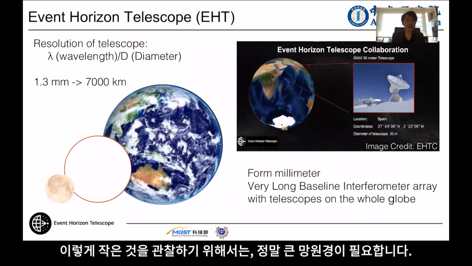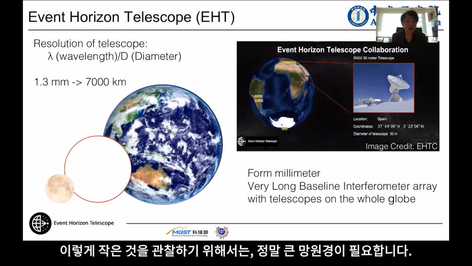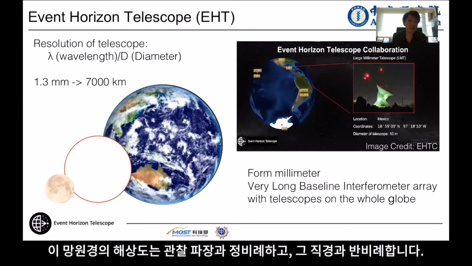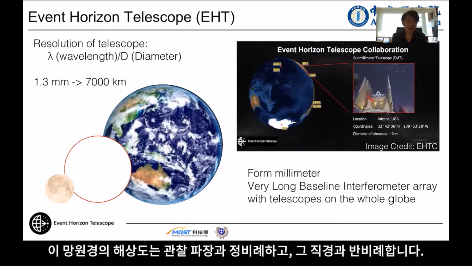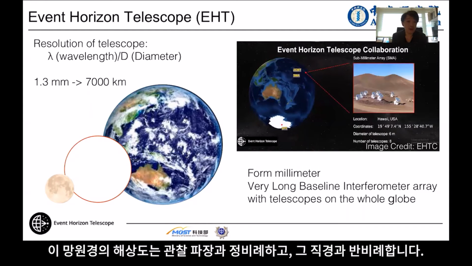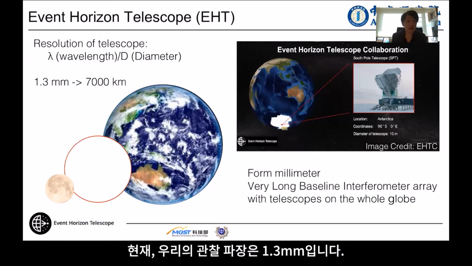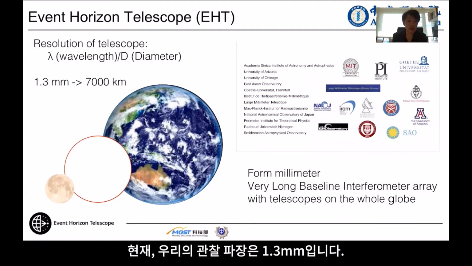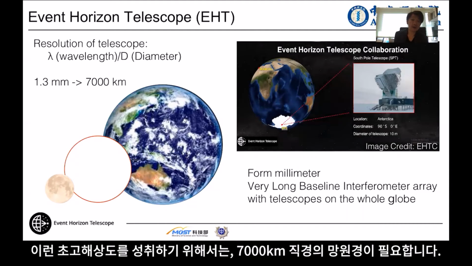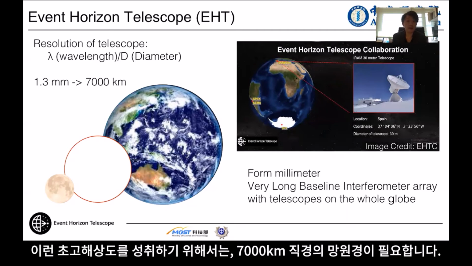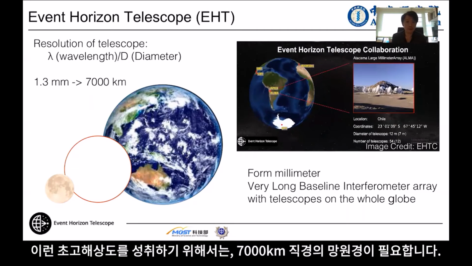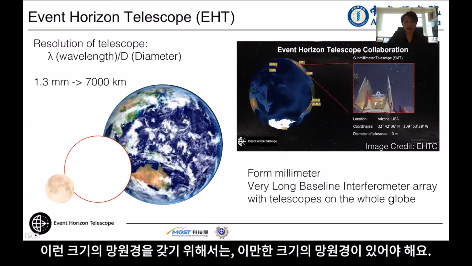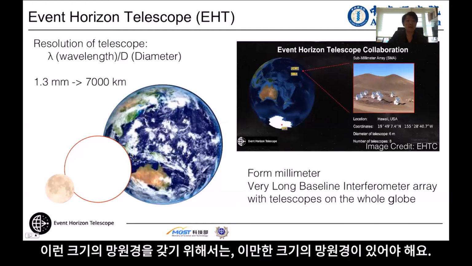So in order to see such tiny things, we need a large telescope. The resolution of a telescope is proportional to the observing wavelength and inversely proportional to the diameter. Now, our observing wavelength is 1.3 millimeter, so in order to achieve such high angular resolution, we need a 7,000 kilometer diameter telescope. So this is a comparison. This is the moon, and this is Earth. In order to have such a telescope, we need this size of telescope.